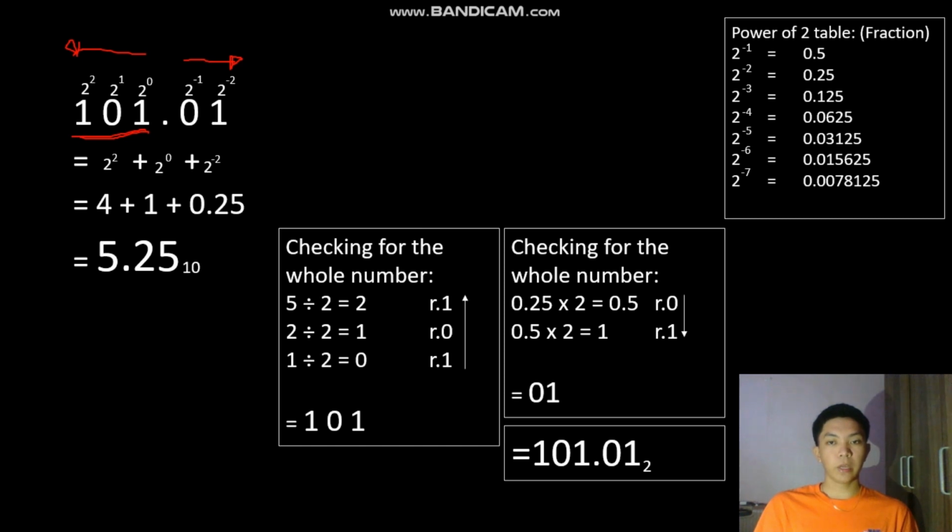For the whole number, we have 2 to the power of 0, 2 to the power of 1, and 2 to the power of 2. Since we have 0, it will be an off state, so we will disregard that 1. So we will only get the 2 squared and 2 raised to the power of 0. And for the decimal point, we won't start with 0. Instead, we will start with negative 1. So for this negative 1, 0 and 1 is for the 2 raised to the power of negative 2.